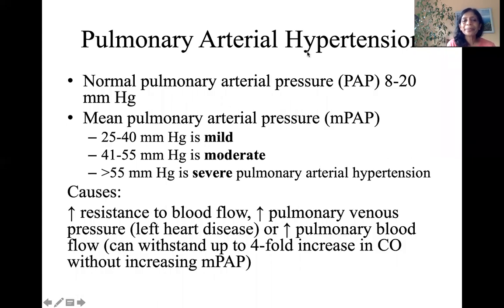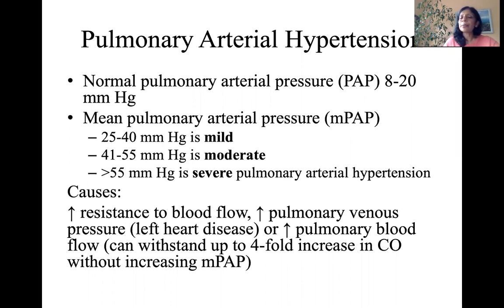Welcome back. Here we talk about pulmonary arterial hypertension. Please note that this is different from systemic hypertension. Now, pulmonary arterial hypertension is where the blood pressure within the pulmonary artery is greater than normal.